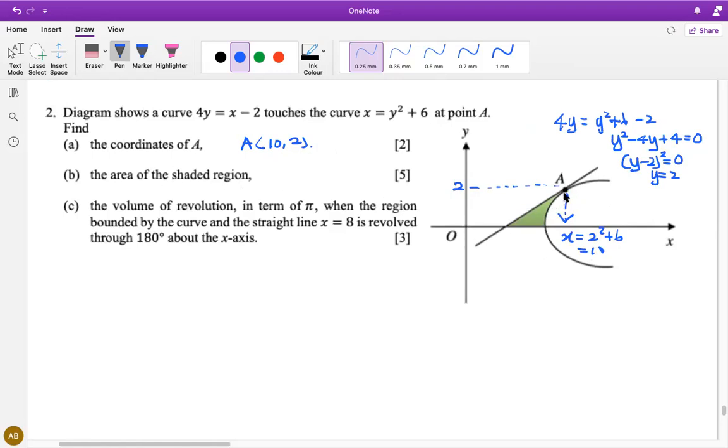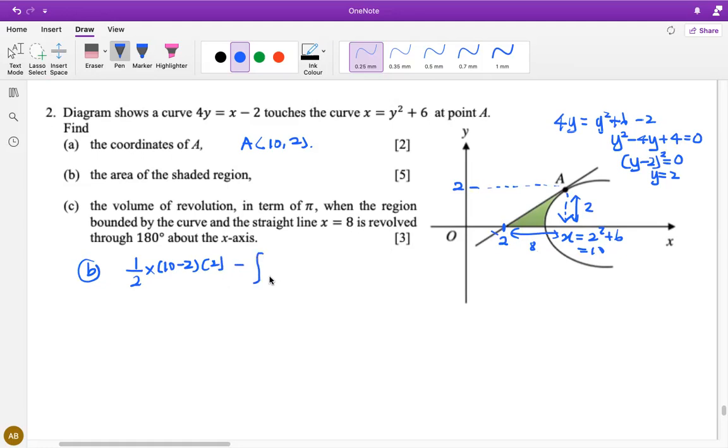The shaded region is the area of the triangle minus the area under the curve. So the area of the triangle will be 1 over 2 times, so here we want to find it from here. When y is 0, here is 2, and here is 10. Therefore, the base of the triangle is 10 minus 2, so from here to here is 8. The height is 2, so times 2.